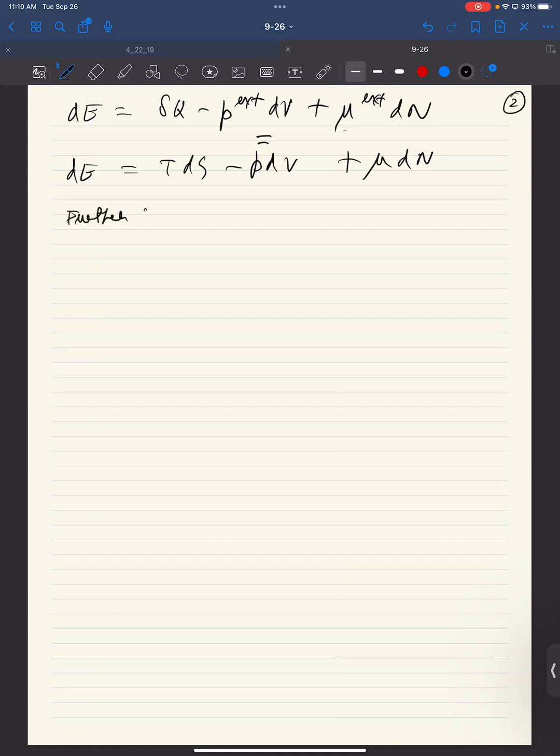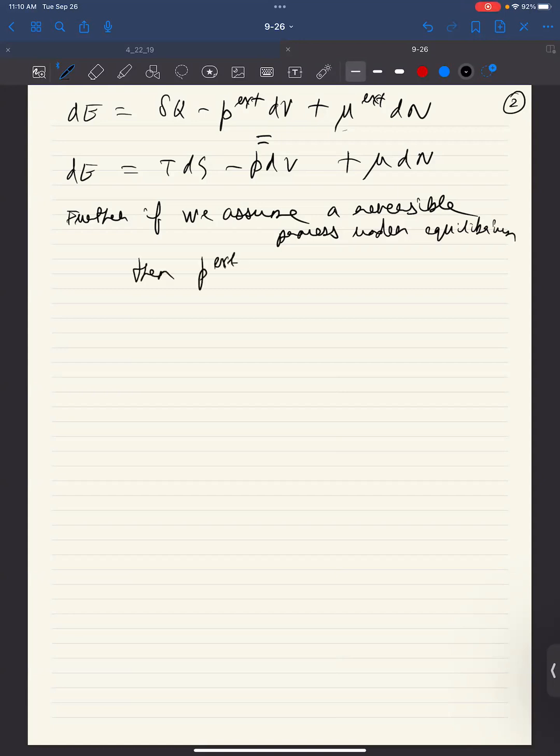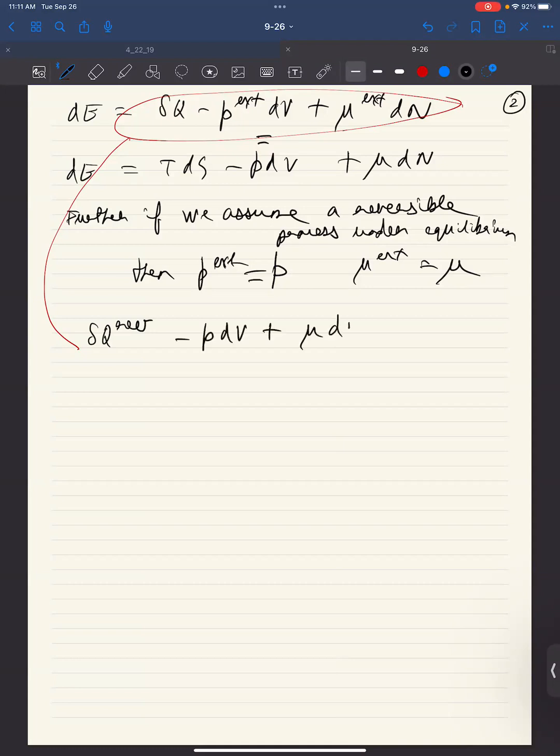Further, if we assume a reversible process, what is that? Under equilibrium, then P_external is equal to P and mu_external is equal to mu, right? It's a reversible process under equilibrium. In that case, we can take this equation and write it as delta Q reversible. We have to specify that now we are calculating the heat given to a system in a reversible process. Minus PdV plus mu dN is equal to TdS minus PdV plus mu dN, right?